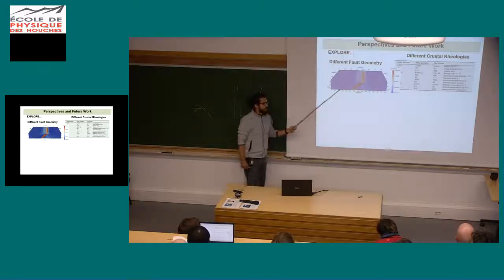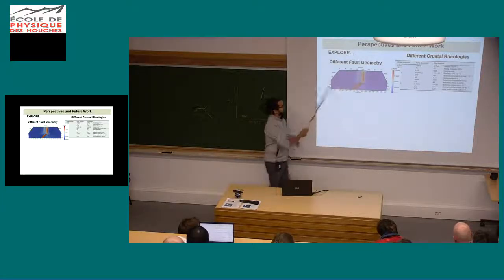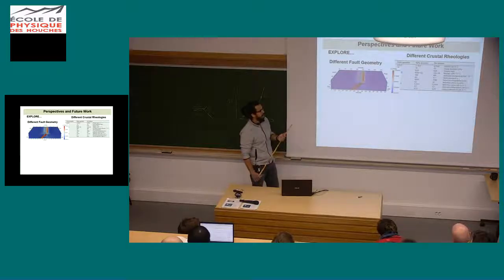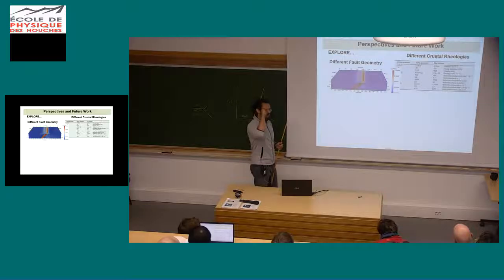For example, as I told you, I use wet quartzite rheology. It's quite a weak rheology, but I still need to test felsic granulite, mafic granulite rheologies, dry diabase, and also two-layer crust models, because these ones have one crust model.